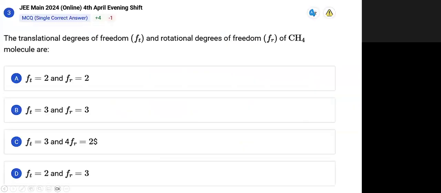Now, the translational degree of freedom Ft and rotational degree of freedom Fr of CH4 molecule is. अब देखो यहाँ पे थोड़ा सा आपको केमिस्ट्री का पोर्शन यूज करना पड़ेगा. CH4 मोलिक्यूल जो होता है, दिस इज अ नॉन लीनियर मोलिक्यूल. ठीक है. दिस इज व्हाट अ नॉन लीनियर मोलिक्यूल.